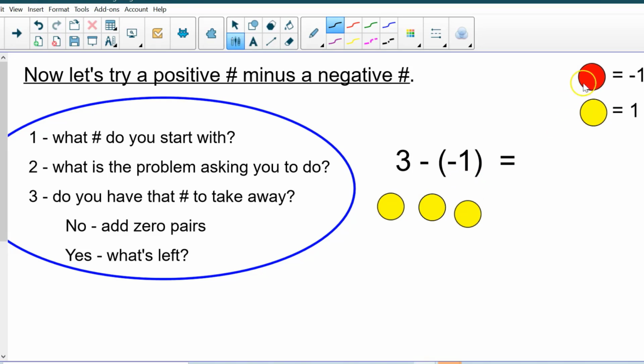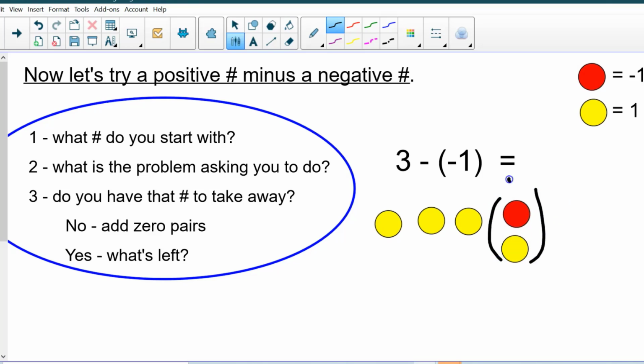So I'm going to put on 0 pairs. Why am I going to put on a 0 pair? Well, because it doesn't change my value. I still have 3 positives. And what is this that I have right here now that I've put on this 1 0 pair? I'm going to put this in parentheses for now. That's our 0 pair. It's still 3, right? 3 plus 0 is still 3. So I have not changed the initial number.